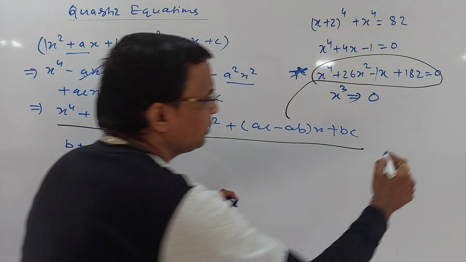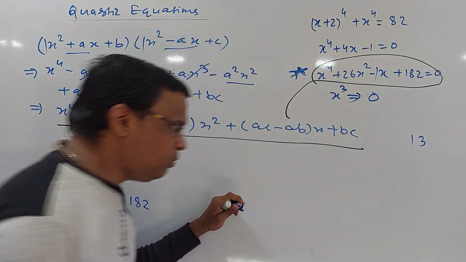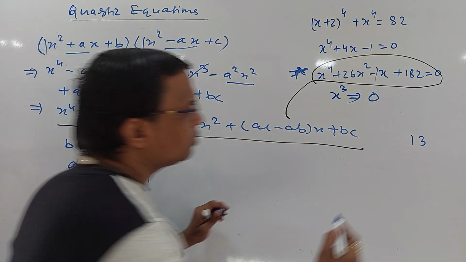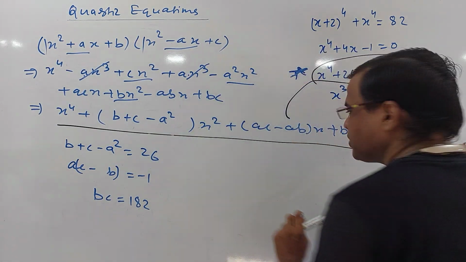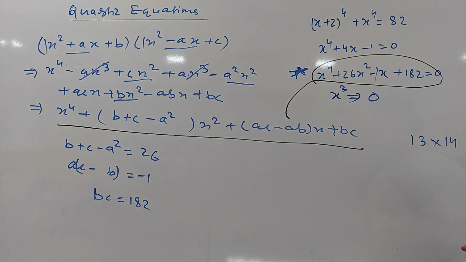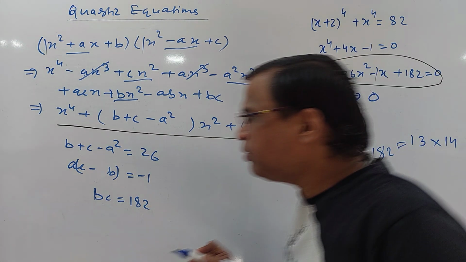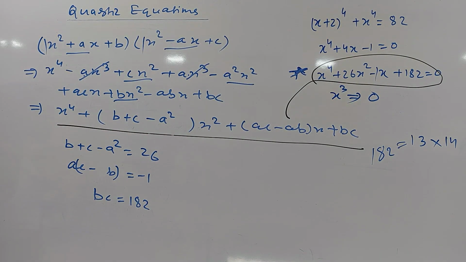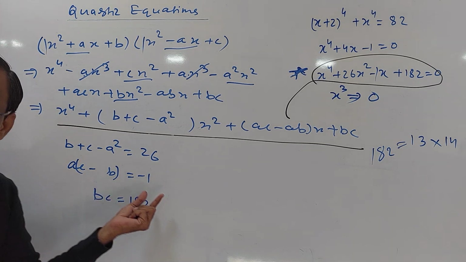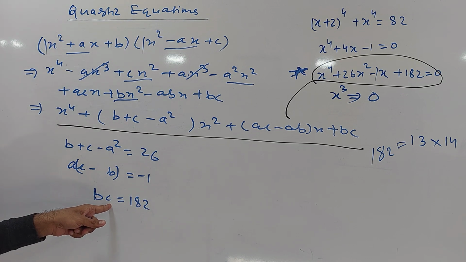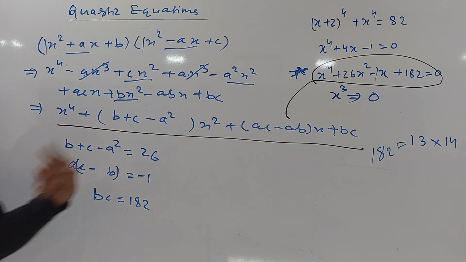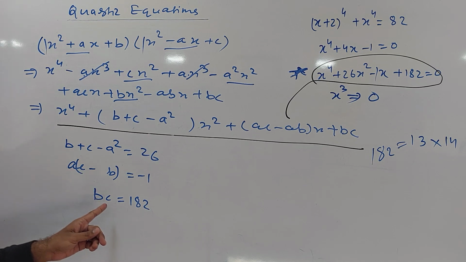I think, check out with 13 into 14. I guess it is 182. 13 into 14 is 182. So I could conclude that B and C will be 13 and 14. One more thing, suppose I assume A is positive, so it is C minus B. So C minus B is negative. So that gives me C should be less than B. So I can assume that C will be 13 and B will be 14.